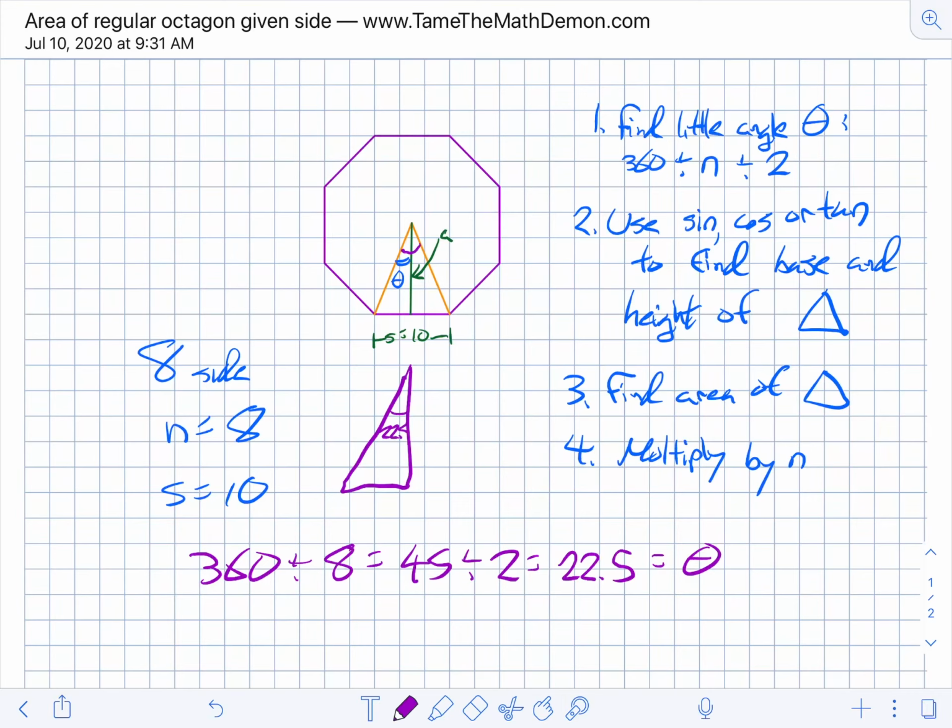All right. Now, what we have is essentially a little right triangle where we've got an angle that is 22.5, and we've got an opposite side x, which is 5, because that's half of the actual side length of 10. And we want to find a, the apothem of the polygon. So that is opposite and adjacent. We are going to use tangent, because tangent is opposite over adjacent, if you remember your SOHCAHTOA. So we'll take the tangent of 22.5 degrees, and that will be equal to opposite over adjacent.